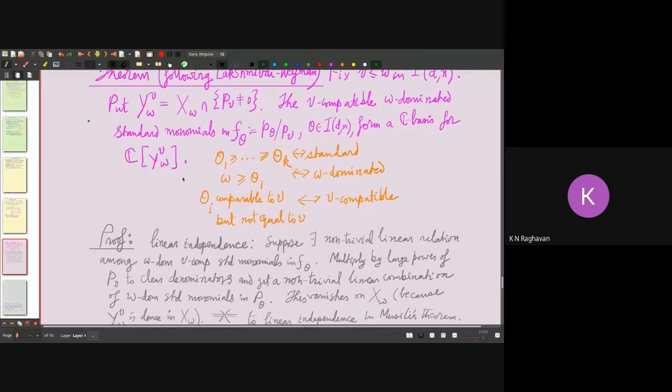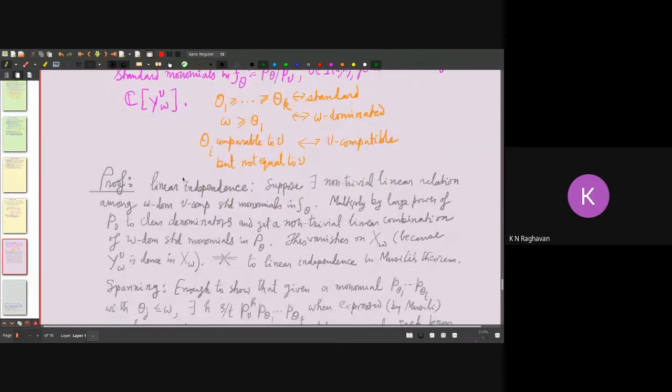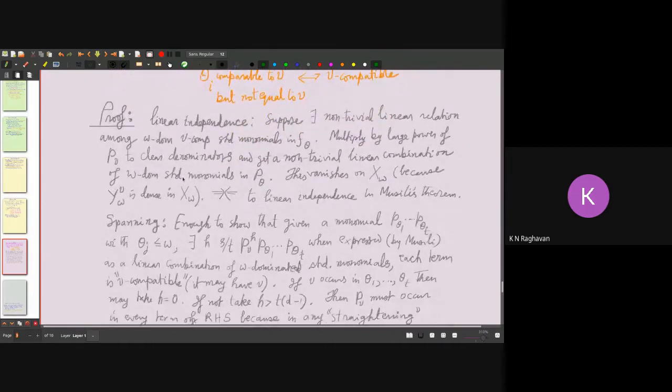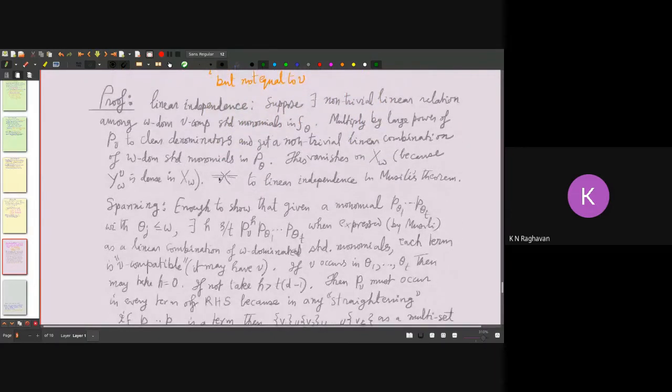Okay. So let's look at the proof. I want to give you a proof of this. Suppose there exists a non-trivial linear relation among the W dominated V compatible standard monomials. Then you can just multiply by a large power of PV to clear denominators and get a non-trivial linear combination of W dominated standard monomials in P theta. Right? I am just going to multiply by PV everywhere.